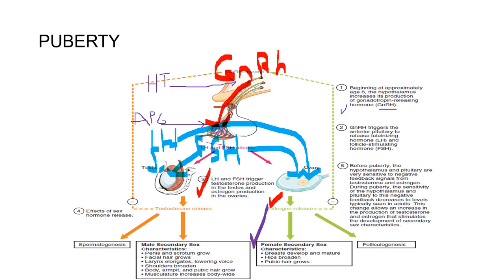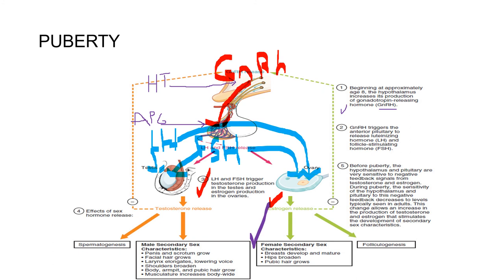Female sex characteristics. Breasts start to develop. The voice can also change just a little bit. The hips get wider for childbearing purposes. And also you'll get axillary hair, armpit, and then in the pubic area as well. And also mood swings, mood changes as well with estrogen and progesterone. That's just part of these huge sex hormone swings.